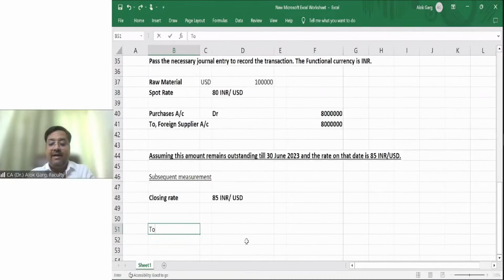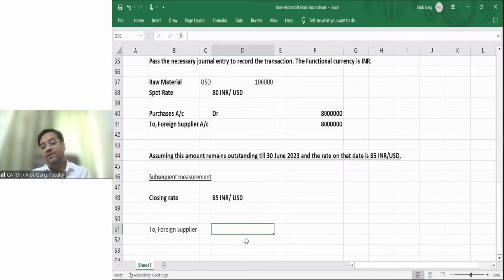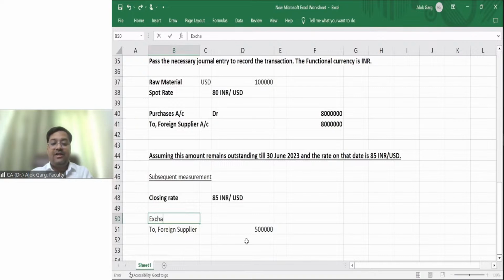Of course, I'll credit my foreign supplier account, because it is a monetary item and it has to be restated at the closing rate. To foreign supplier by how much? 1 lakh multiplied by 85 minus 80, because 80 rupees you have already recognized. I have to credit my foreign supplier by 5 lakh rupees, and this exchange loss will go to the P&L.